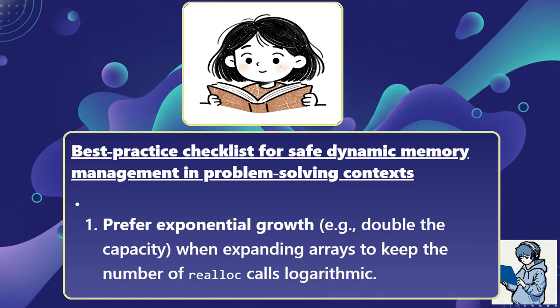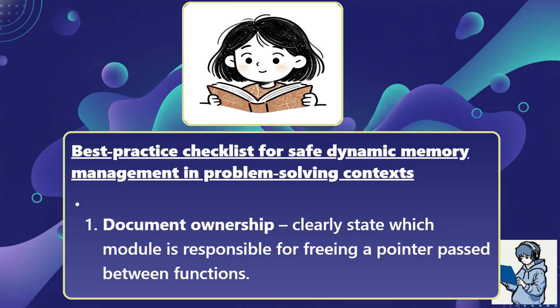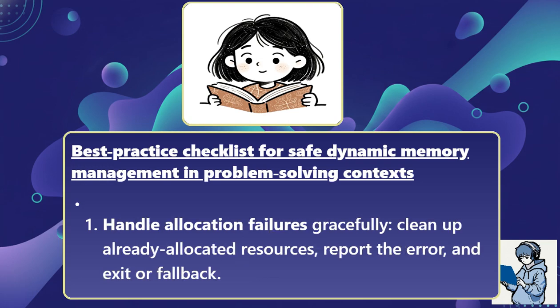Prefer exponential growth, for example doubling the capacity, when expanding arrays to keep the number of realloc calls logarithmic. Document ownership. Clearly state which module is responsible for freeing a pointer passed between functions. Handle allocation failures gracefully. Clean up already allocated resources, report the error, and exit or fall back.